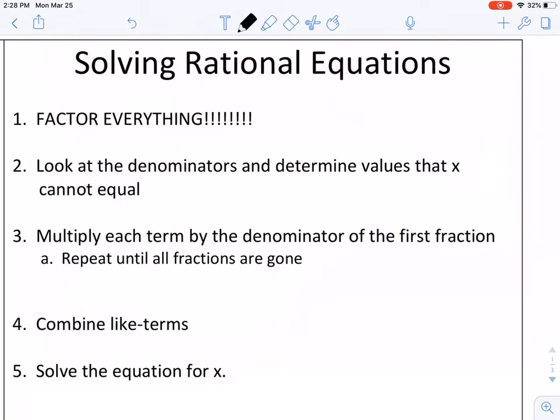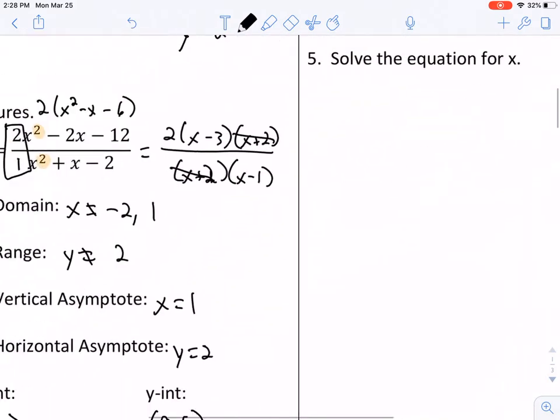Then we're going to cancel out each fraction by multiplying by its denominator. And then we're going to do that process until all the fractions are gone out of the equation. And then we're going to solve for x. And it becomes a nice, easy equation to deal with. So let's go to it.